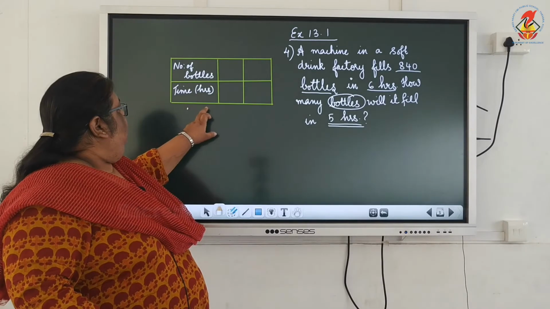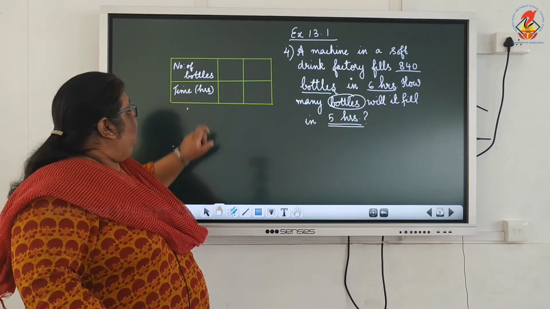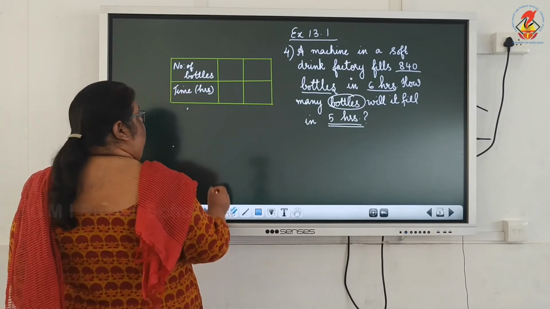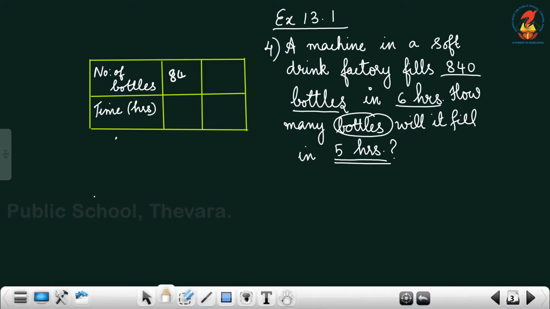I have drawn a small table here. Number of bottles and time in hours. Machine in a soft drink factory fills 840 bottles. In how many hours? 6 hours. Then how many bottles will it fill in 5 hours is our question.